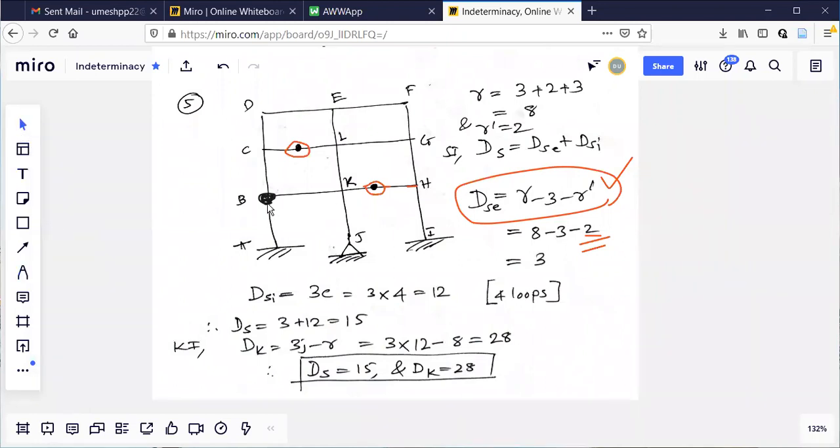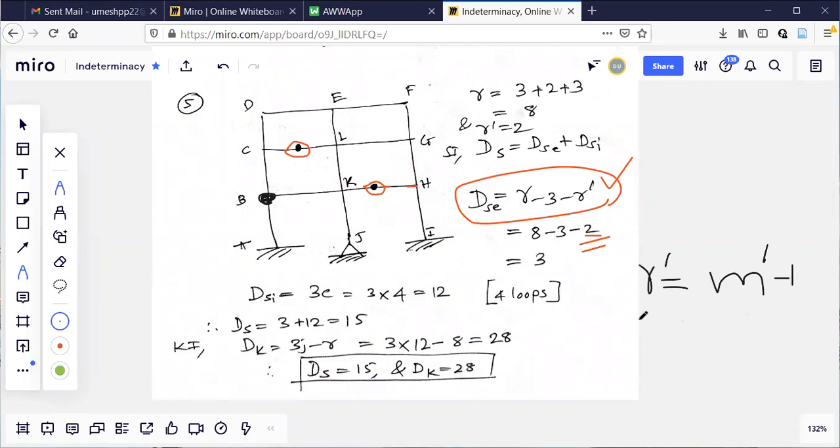Now here, when I calculate R dash, can you see this screen here? Can you see this R dash, whatever I'm writing? Observe now. R dash is equal to, imagine these two hinges are not there, the hinge is there at B. So this is M dash minus 1.